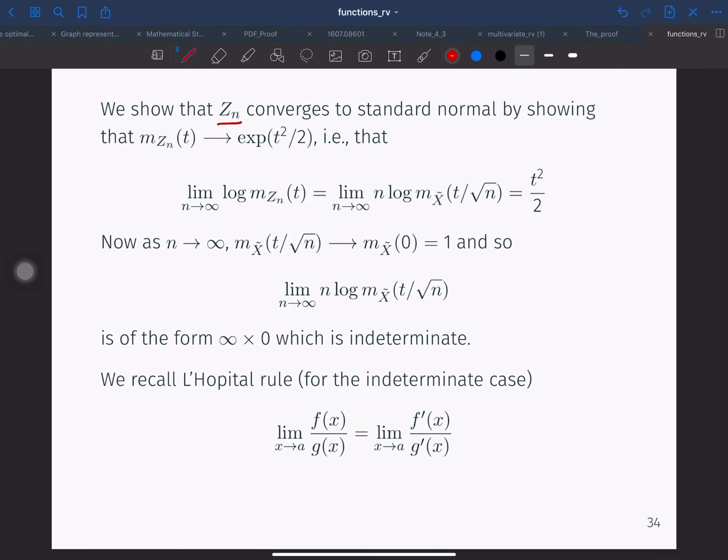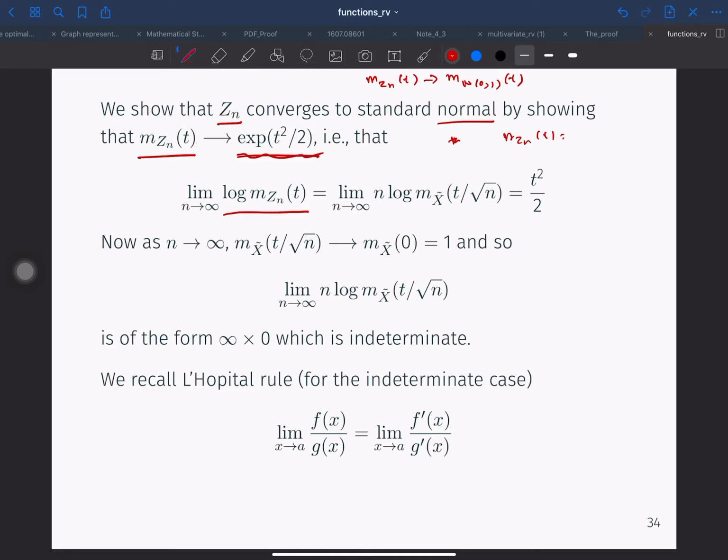this random variable Zn converges to standard normal, I can show that m of Zn at t converges to the moment-generating function for the standard normal. The moment-generating function for the standard normal is the exponential of t squared divided by 2. That we know. So to show that this converges to this is equivalent to showing that the limit of the logarithm converges.